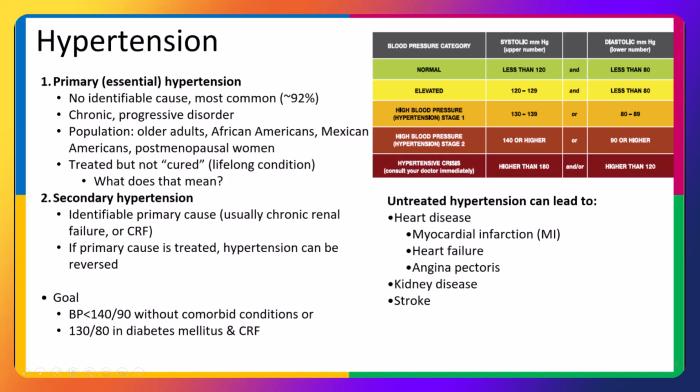Why is it concerning? Well, somebody that has untreated hypertension, it can lead to serious problems. It can lead to heart disease, including myocardial infarction, so heart attack, and heart failure. People with high blood pressure can experience chest pain. We talked about angina. It can lead to kidney disease, stroke, among many other things. So it needs to be addressed immediately. Now, clinically, what matters more?